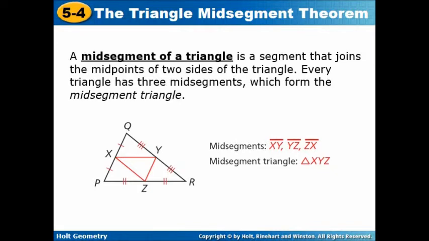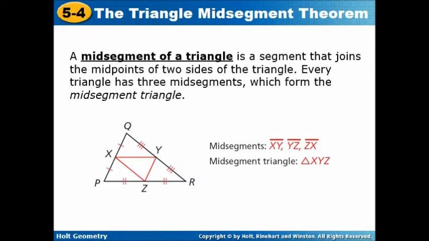There's a place for writing the definition, and then there's a blank triangle there that you can add information to, as I will describe in a moment. First of all, in this space provided, please put in the definition of the mid-segment of a triangle. A mid-segment of a triangle is a segment that joins the midpoints of two sides of the triangle. And because a triangle has three sides, every triangle has three segments, which form in turn the mid-segment triangle.